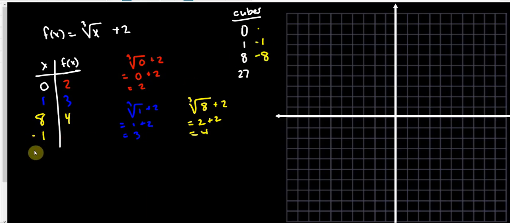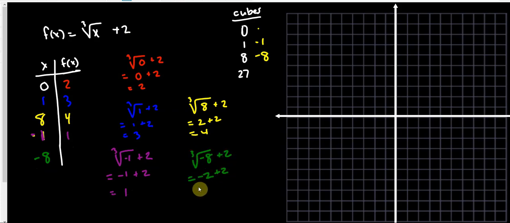So negative 1. Oh, let's change colors. Purple. Negative 1. So if I take the cube root of negative 1, now, I cannot do this with a square root. Cube root of negative 1 is negative 1. And negative 1 plus 2 is 1. Okay? And then let's just add on one last one. We will go with negative 8. So if I do the cube root of negative 8 plus 2, that will be negative 2 plus 2. That will be 0.